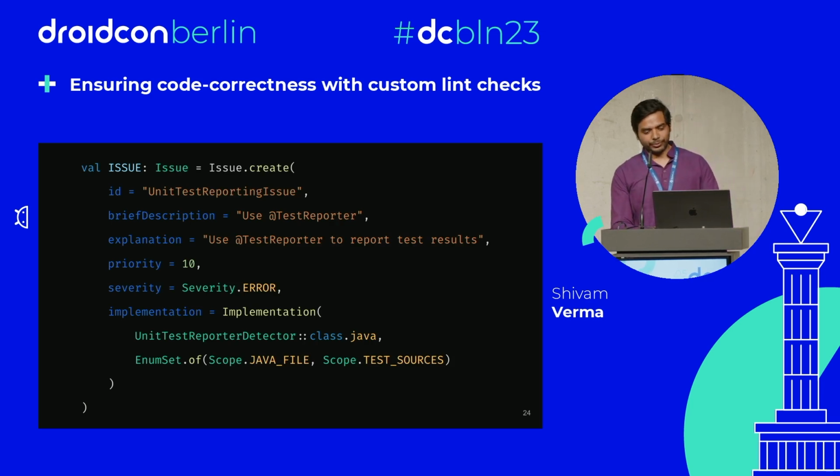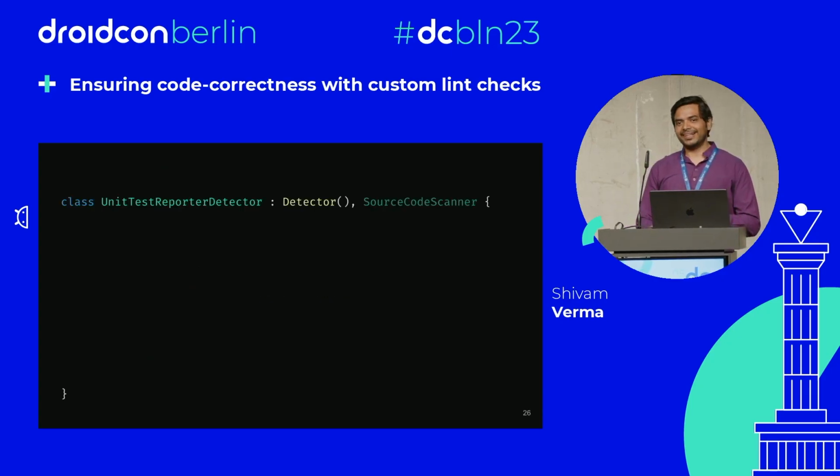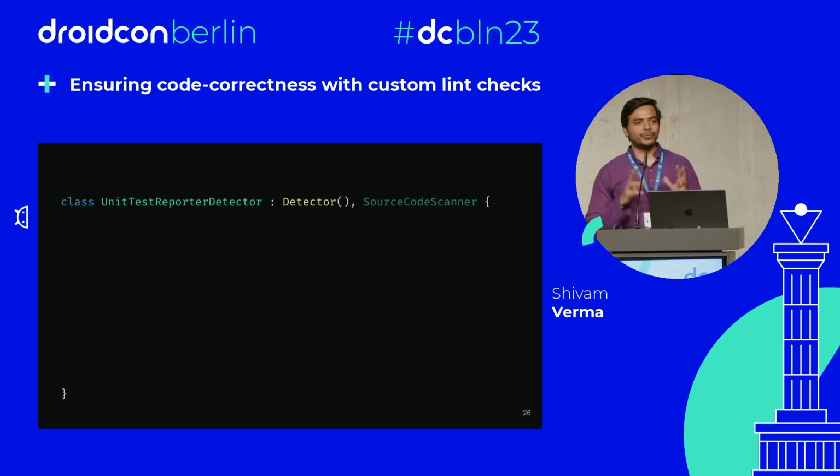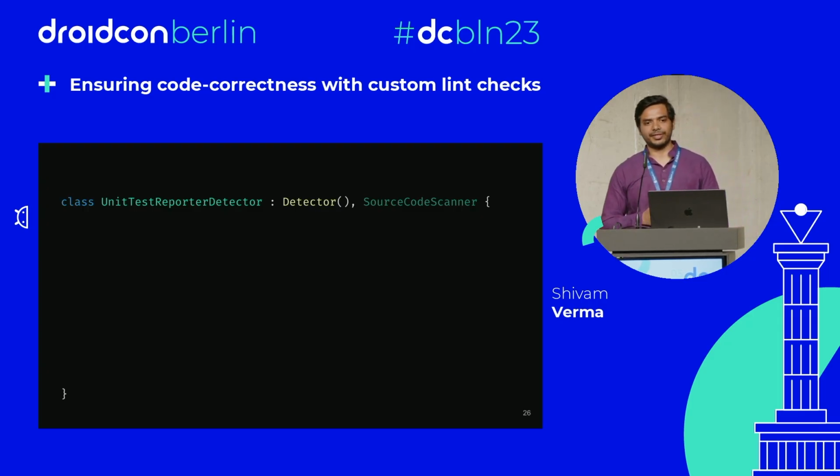After we've created the issue, we jump into actually creating the detector. The detector is the class that does this detection for you by running checks on the file. In our case, we start off by extending the detector class and a source code scanner because we want to inspect source code. But you can also use an XML scanner, or a Gradle scanner and so on, if you want to run build checks on those files.